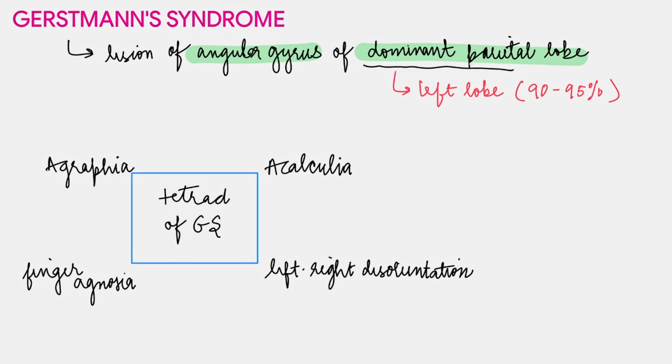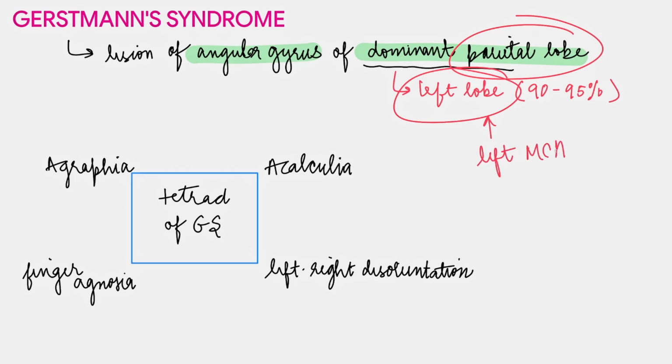And one more thing, the dominant parietal lobe, which is the left lobe, is supplied from the left MCA. So again, this is also very important. And that too, if I have to add further, it's specifically the inferior division. Now, this is the classic tetrad, but of course, there are other symptoms. There can be aphasias. We learned anomic aphasia could also be present.